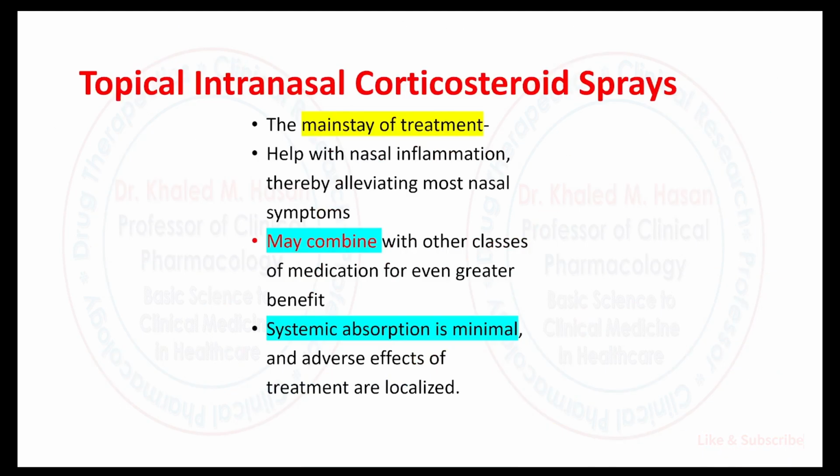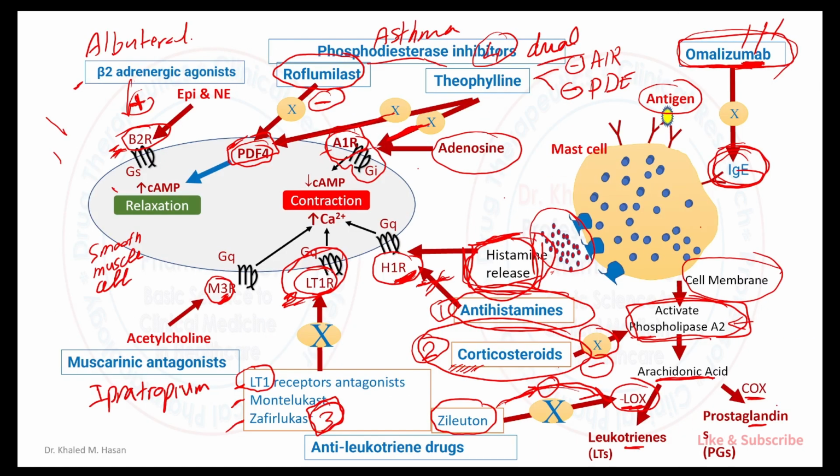Okay, so we're done with this one. With the previous one, I will go back. We need to remember this map here, what we have: mast cells, smooth muscles, what type of receptor, what type of enzyme we have.